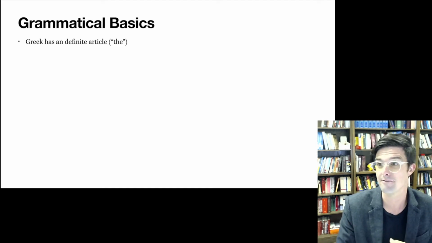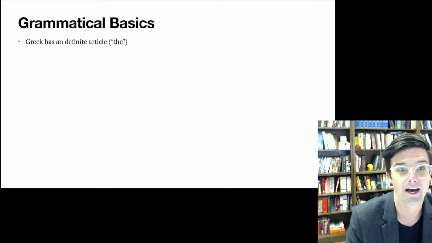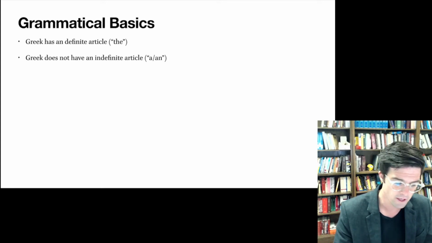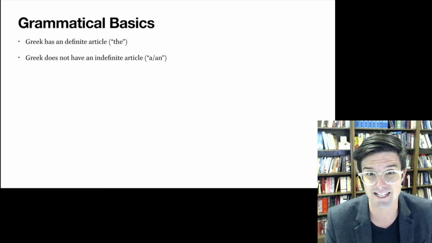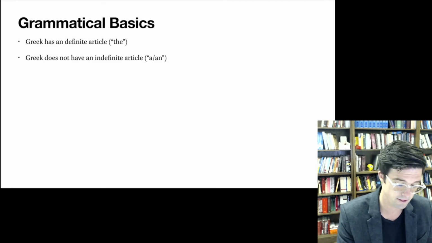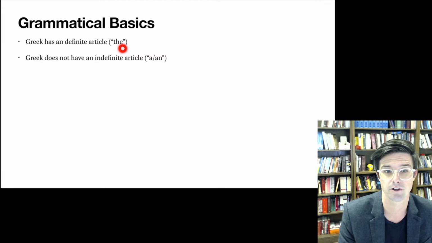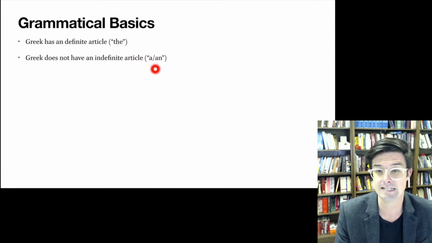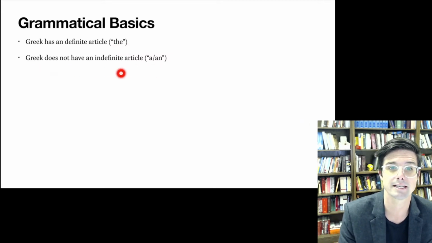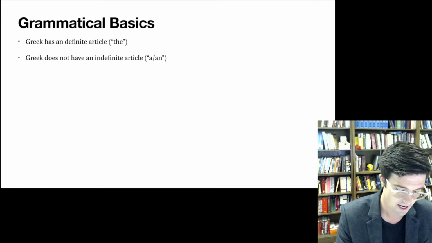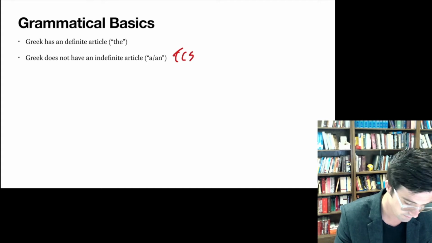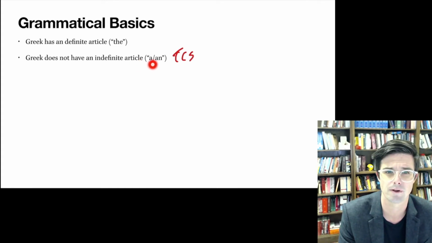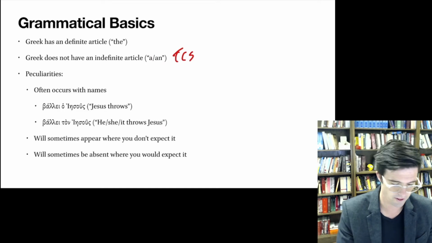So Greek has a definite article. Not every language does have a definite article, but Greek does. Greek does not have an indefinite article. So not every language has an indefinite article, and Greek is one of those. So in English, our definite article is "the," and our indefinite article is "a" or "an." Greek does not have an equivalent to "a" or "an," but we'll use some other things such as tis to function sort of in an equivalent way, but not exactly an equivalent way.